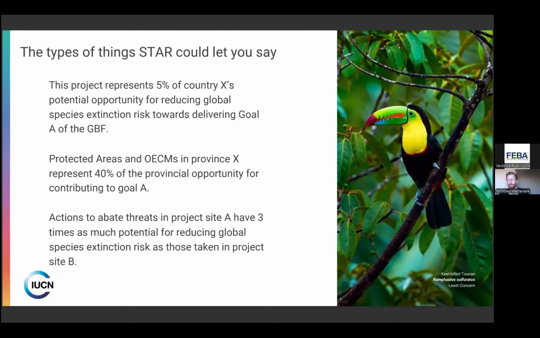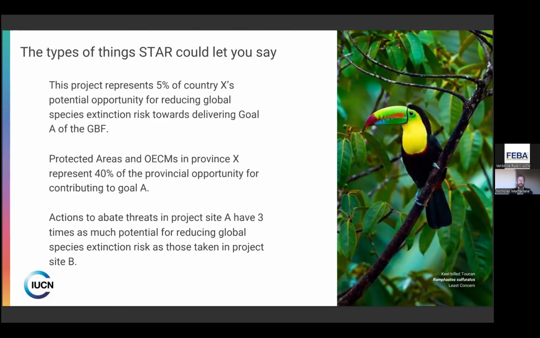For example, saying protected areas and OECMs, other effective area-based conservation measures in a given province represent 40% of the provincial opportunity for contributing to Goal A. They could let you compare between different sites in your portfolio or different sites in different actors' portfolios and say actions to abate threats in project site A have 3 times as much potential for reducing global species extinction risk as those taken in project site B.